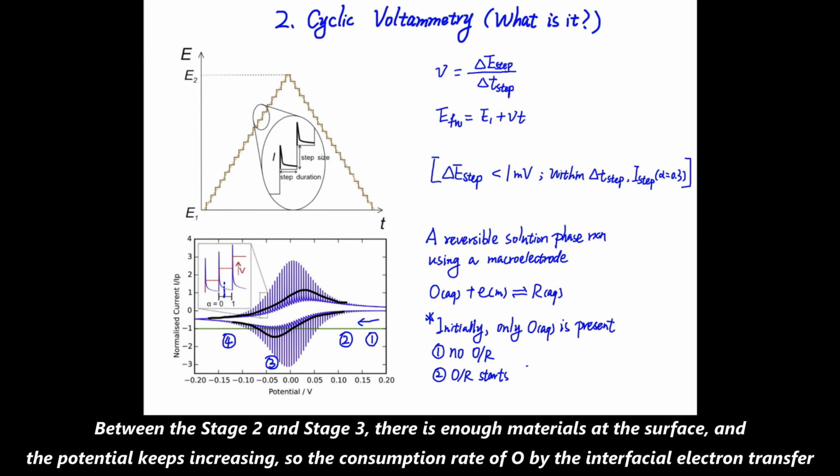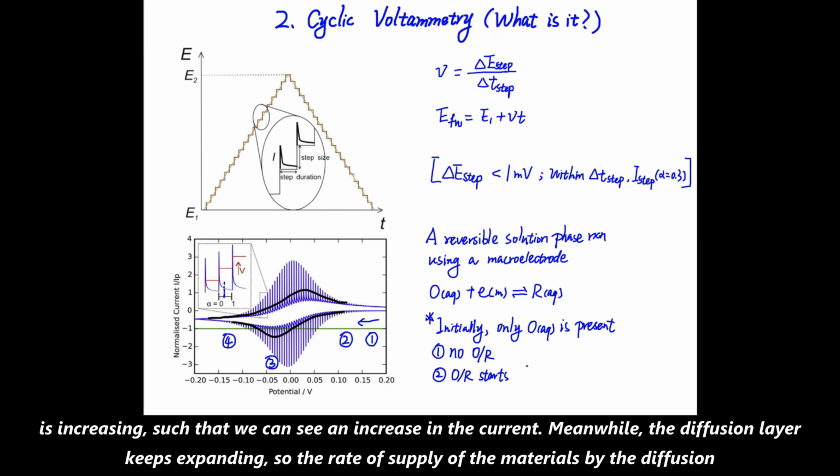And between stages 2 and 3, there is enough material at the surface and the potential keeps increasing, so the consumption rate of O by the interfacial electron transfer is increasing, such that we can see an increase in the current. Meanwhile, the diffusion layer keeps expanding, so the rate of supply of the material by diffusion keeps decreasing. And at the peak potential, the rates of supply and consumption of the material equal each other.